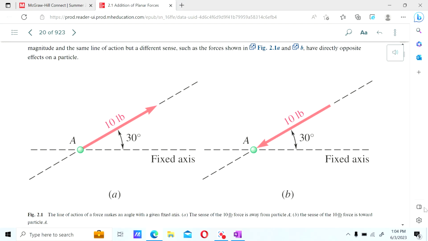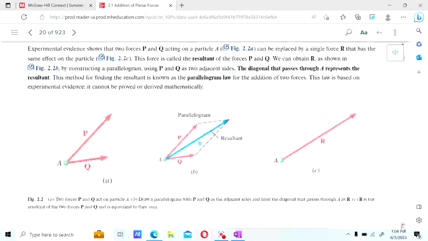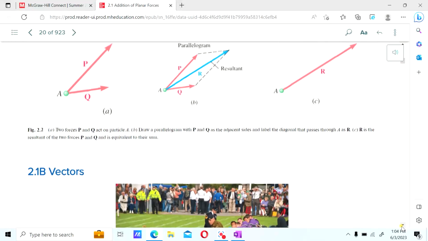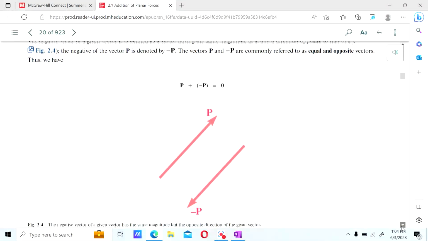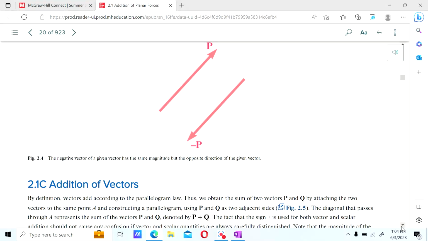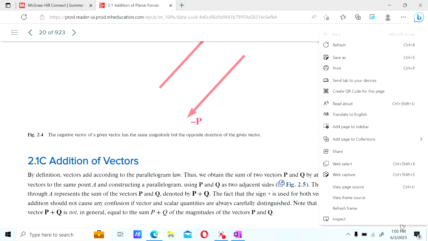Next, we talked about the result of adding forces, how we can just have two forces with the same magnitude in opposite direction. These two forces will cancel out, so that will make the system rest at 0.